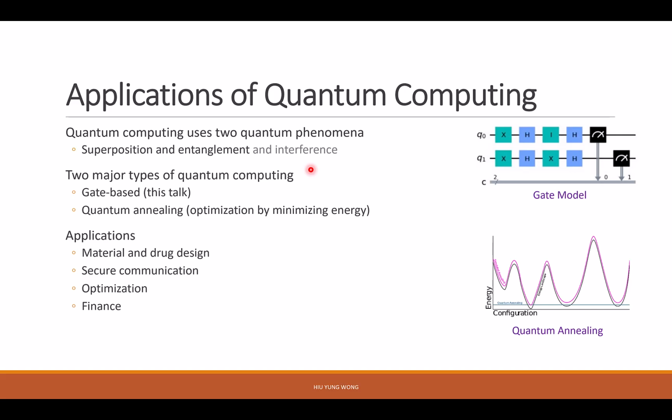Nowadays, there are two major types of quantum computing. One is the so-called gate-based, which is what this set of slides is about. Another is quantum annealing. On the right, this is the so-called gate model quantum computing. It's very similar to classical computing, right? You have different gates, you have an input, and then eventually you do the measurement. Now, the difference is that this line actually shows time instead of space. We'll learn a little bit more later.